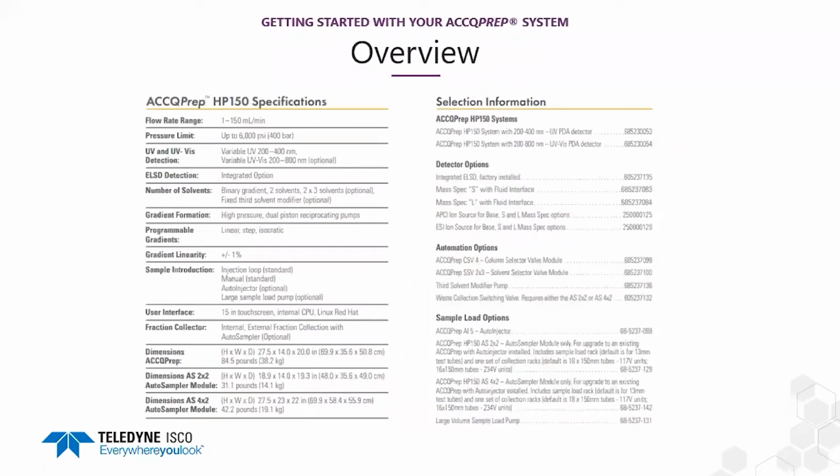If you have an ACCQPrep HP125, it is exactly the same except for the flow rate maximum. ACCQPrep systems have high pressure solvent mixing, which results in low dead volume ahead of the column and so have better gradient accuracy. The ACCQPrep HPLC has many options. For this class, we will cover the three most common injection options: manual injection, the Autoinjector, and the AutoSampler. I will discuss the differences because it does affect the way that you use the instrument.